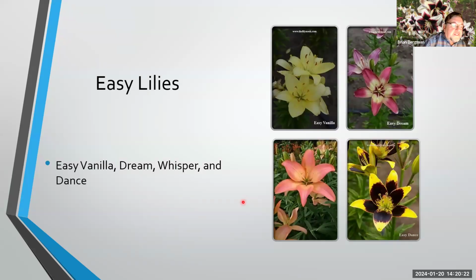And then we have the Easy lilies. I'm just putting these out because this is what's in production now. There's Easy Vanilla, Easy Dream, Easy Whisper, and Easy Dance. Now, Easy Dance, we're going to have problems with. Next slide.